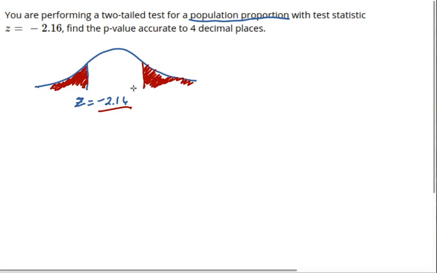Now, if this was a positive test statistic instead of a negative test statistic, then my z-score would have been over here on the right, and I would find the area into the right tail. And then, if it was two-tail, I'd double that. So whether you find the area to the left or to the right depends on if your test statistic was negative or if it was positive. Okay, so since it's negative, we can just look up negative 2.16, and that will be the area. That'll give us the area to the left.